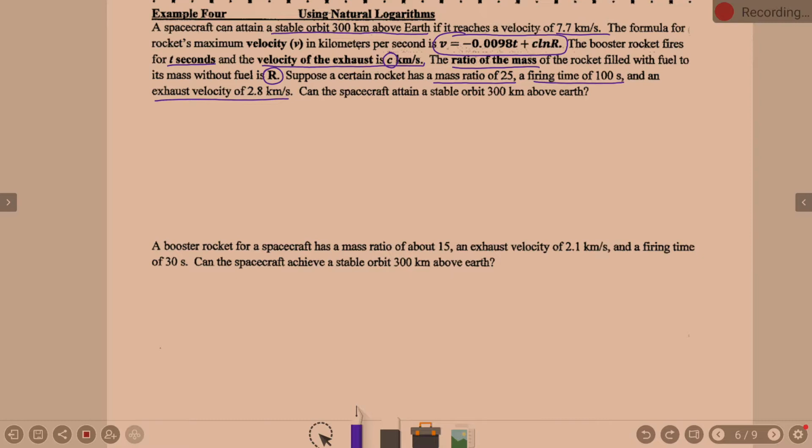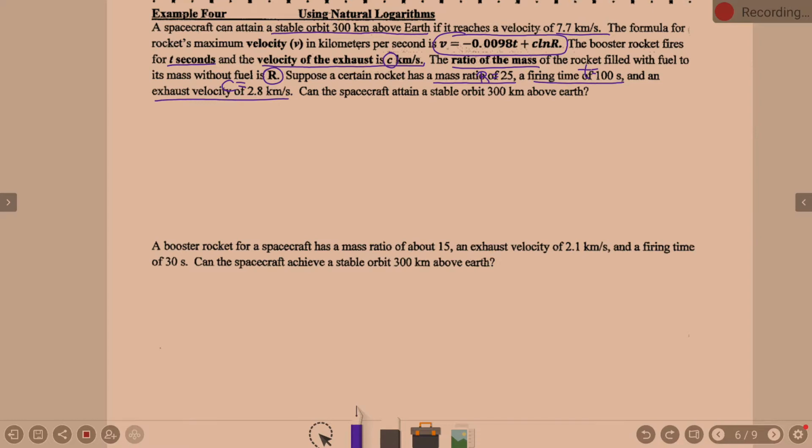Let's go back to this sentence. Suppose a certain rocket has a mass ratio of 25. What letter represents mass ratio? R. So I know R is 25. A firing time of 100 seconds. T, of course, is time. And an exhaust velocity of 2.8 kilometers per second. Velocity of the exhaust is C. That's helpful to know, right? We got all that information.